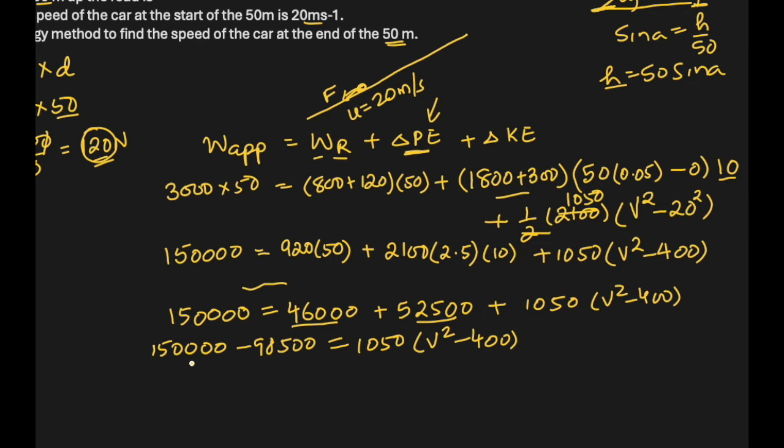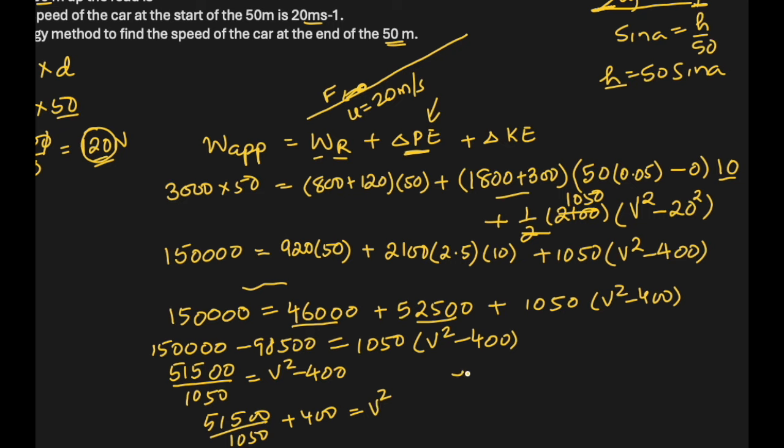This will be 51,500, and we can cross multiply this by 1050, dividing here. We are left with only v squared minus 400. So 51500 divided by 1050 plus 400 is equal to v squared, and now we can square root this.